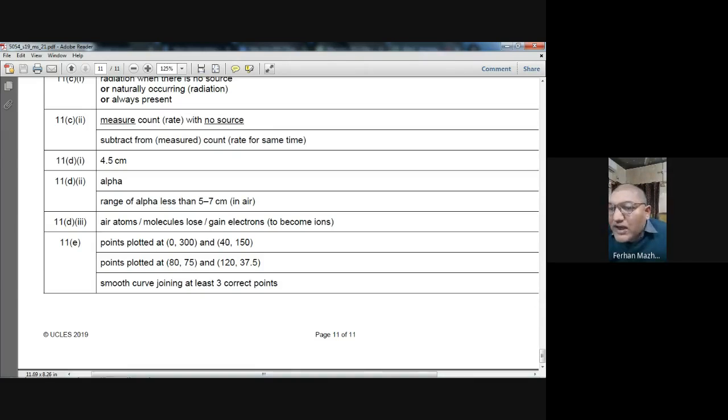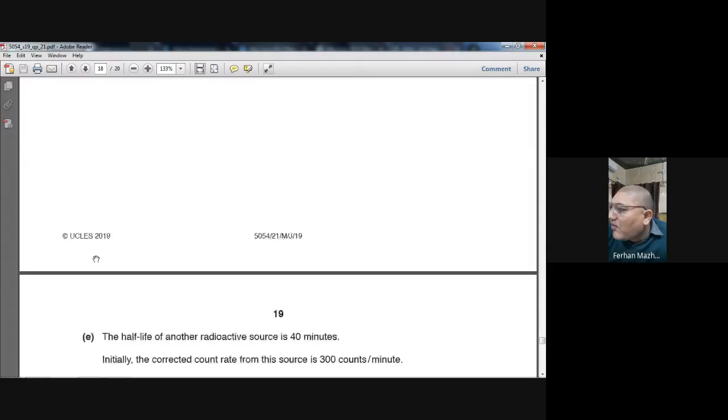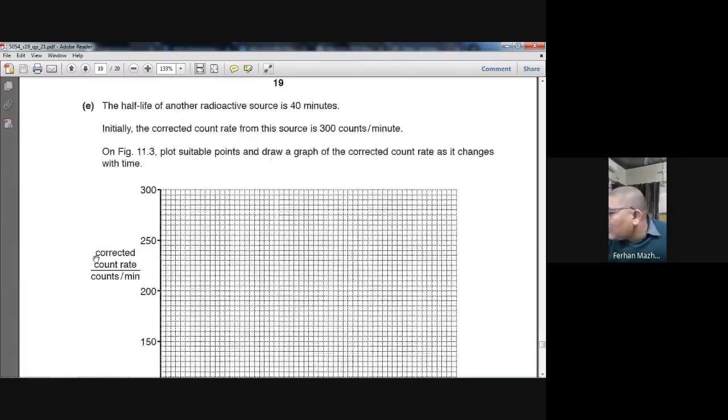If you have written your answer, we would like to hear it. When radiation travels in air, it collides with the particles. This causes gain or loss of electrons. It knocks out electrons and ions are created, okay?